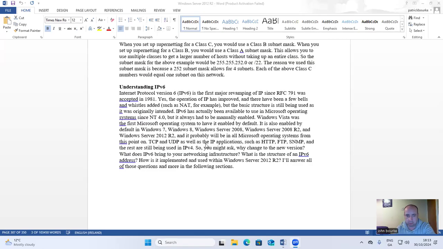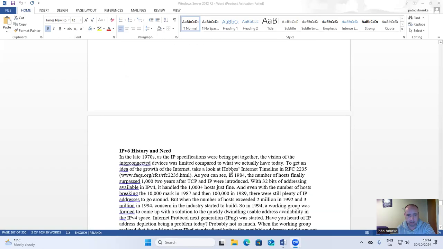TCP and UDP, as well as the IP applications such as HTTP, FTP, SNMP, and the rest, are still being used in IPv4. So you might ask, why change to the newer version? What does IPv6 bring to your networking infrastructure? What is the structure of an IPv6 address? How is it implemented and used within Windows Server 2012? I'll answer all of those questions and more in the following sections.